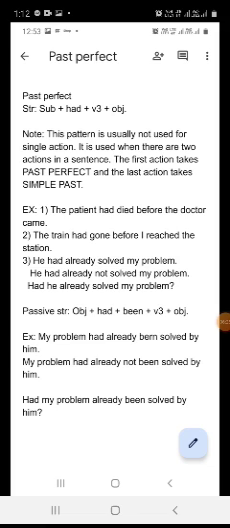Let us try to observe example number 3. He had already solved my problem. In the first sight, you will realize that there is a single action in this sentence. Right or wrong?